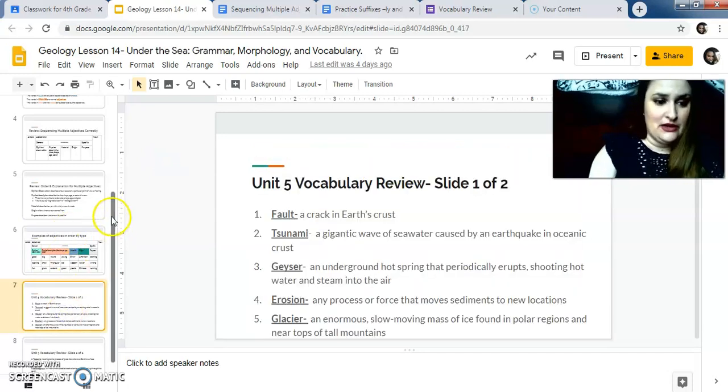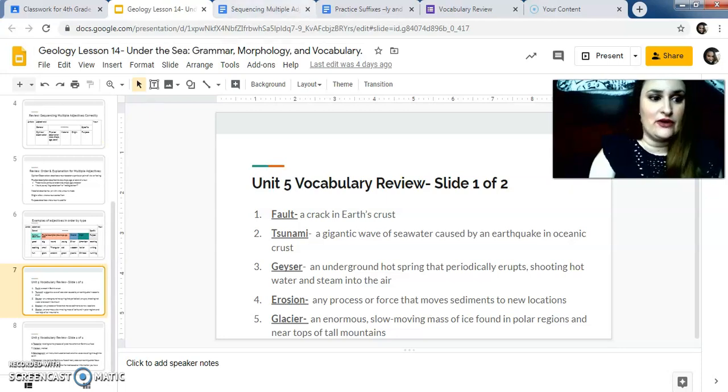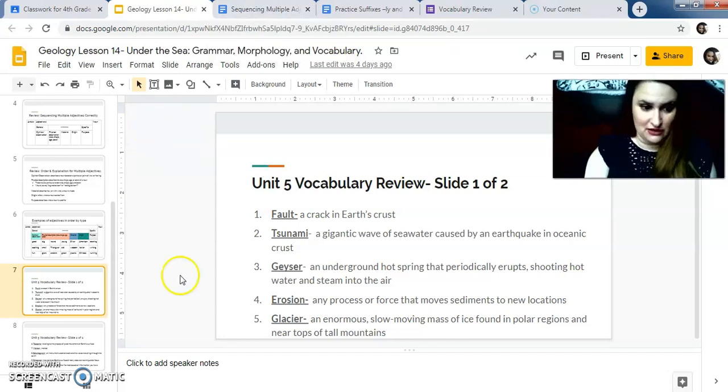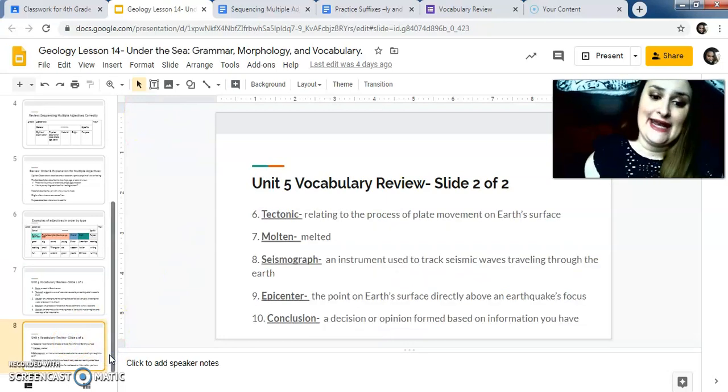You're also going to be reviewing some vocabulary words. So the vocabulary words are: fault, a crack in Earth's crust; tsunami, a giant wave of seawater caused by an earthquake in oceanic crust; geyser, an underground hot spring that periodically erupts, shooting hot water and steam into the air; erosion, any process or force that moves sediments to new locations; glacier, an enormous slow-moving mass of ice found in polar regions and near tops of tall mountains; tectonic, relating to the process of plate movement on Earth's surface; molten, melted; seismograph, an instrument used to track waves traveling through the Earth; epicenter, the point on Earth's surface directly above the earthquake's focus; and conclusion, a decision or opinion based on information you have.